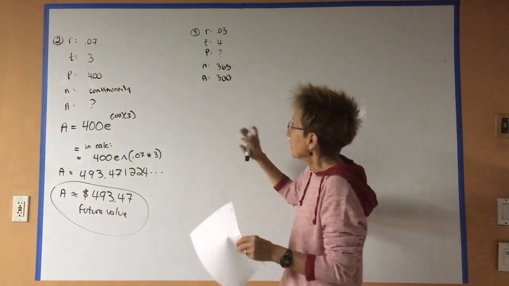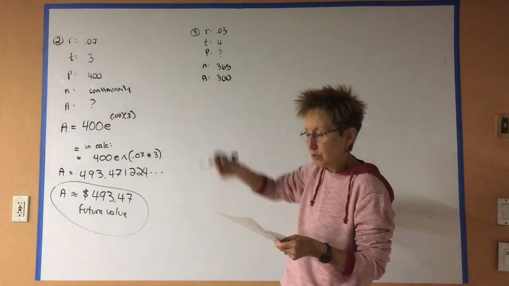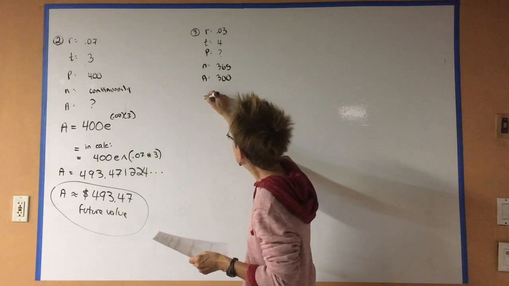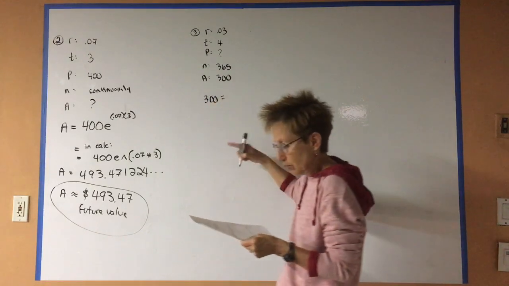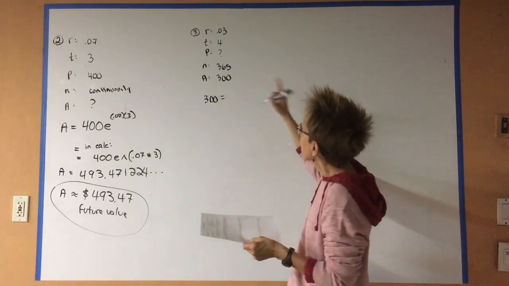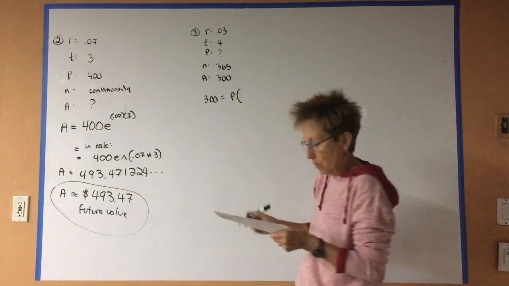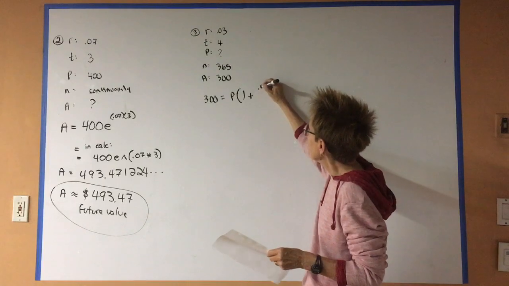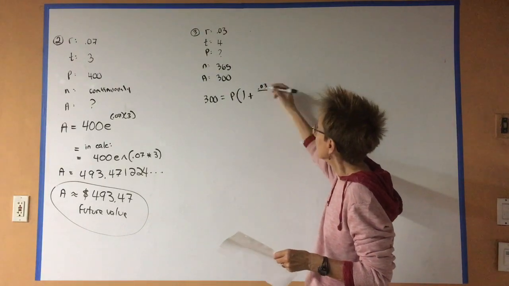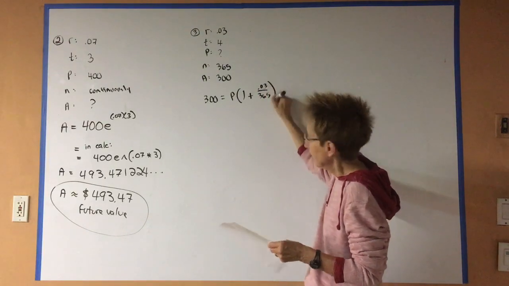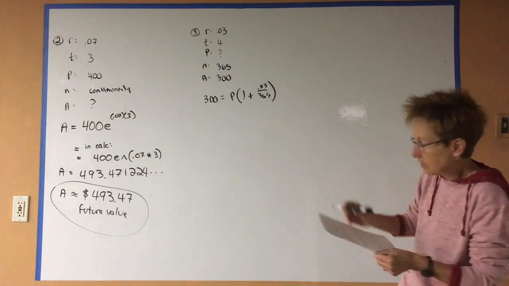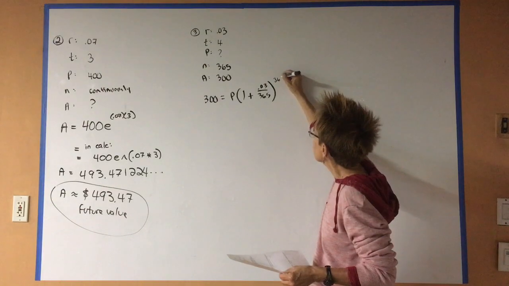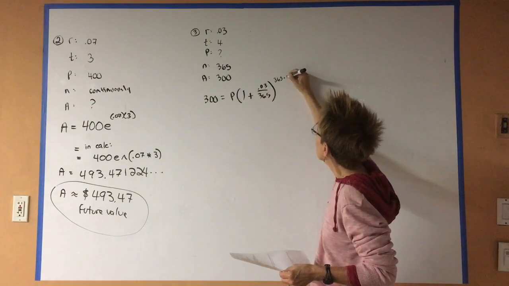So which formula am I using? I'm using the compound interest one, which says future value, which is A, which I happen to know, 300, is equal to my present value, which I don't know, multiplying with 1 plus r, which is 0.03 over n, which is 365. So 0.03 over 365, all to the power of n times t, which would be 365 multiplying with 4.